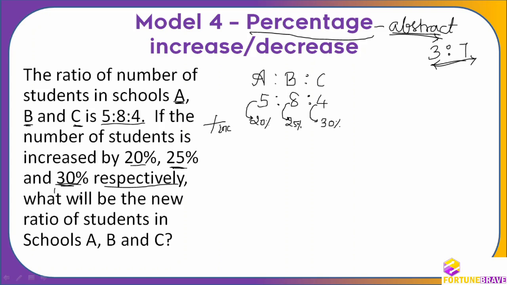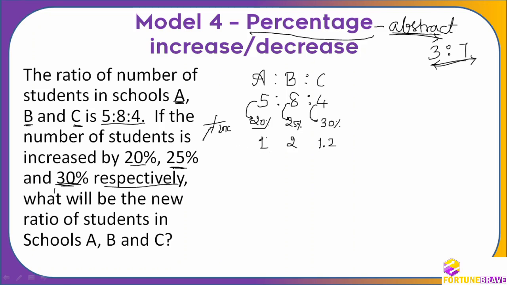So 20% of 5 is how much? Whatever way you know, you do it now. When we come to the percentage chapter, I am going to teach you in a different way. 20% of 5 is 1. Now we are only finding 20%, we are not increasing. We are going to increase next. So 25% of 8 is 2 and 30% of 4 is 1.2.